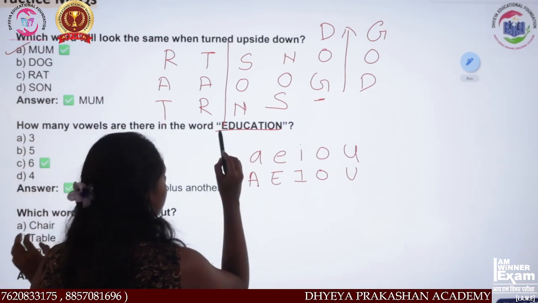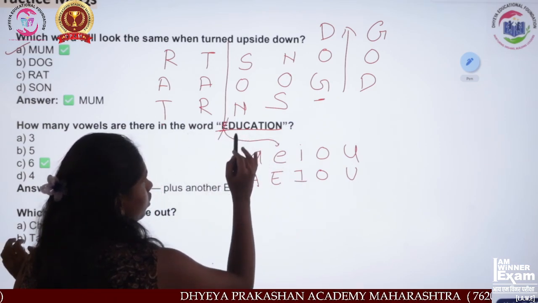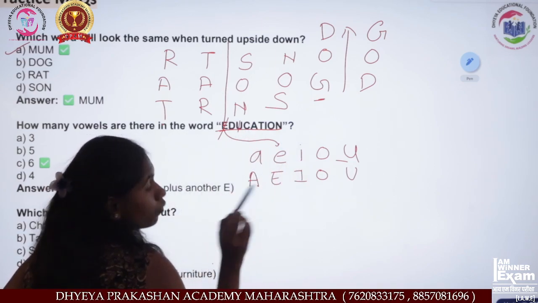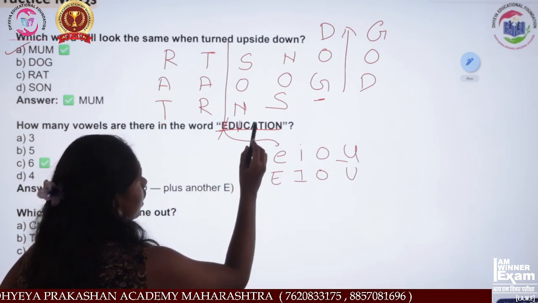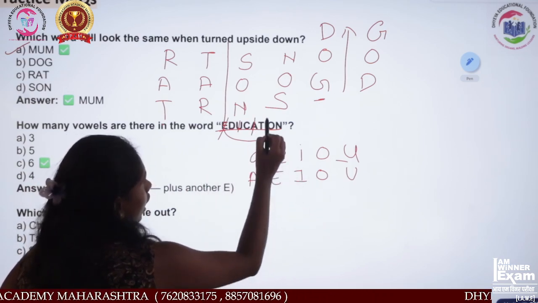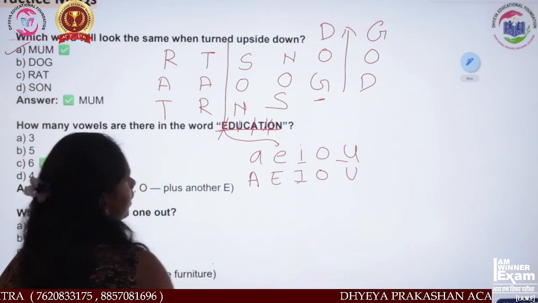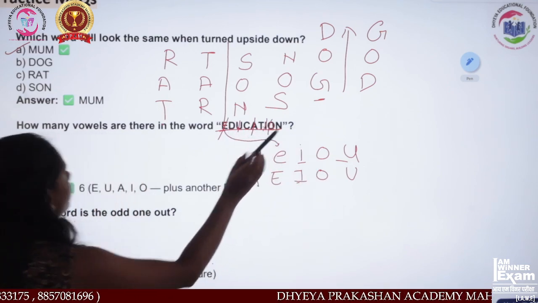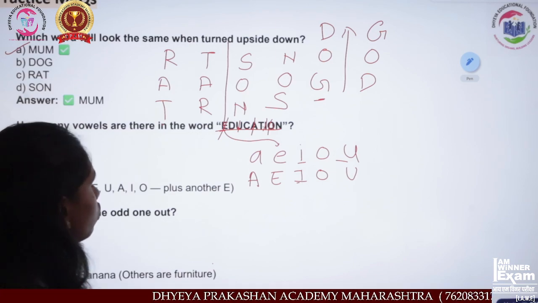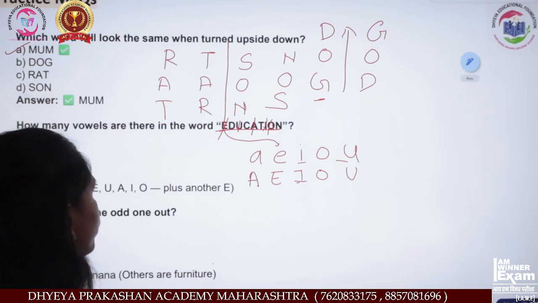Now let's count. E, yes, E is a vowel, so 1. D is not a vowel, U is a vowel, so 2. Then C is not a vowel, okay. Then A is a vowel, so 3. T is not a vowel, I is a vowel, O is a vowel, and N is not. So 1, 2, 3, 4, 5. So there are a total of 5 vowels. That is A, E, I, O, U.